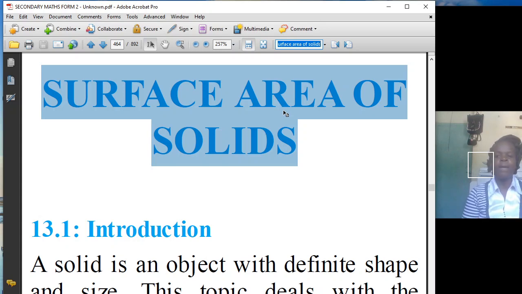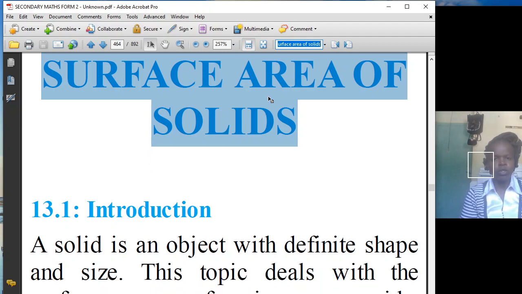We have a topic in Form 1, area of solids, another topic in Form 2, volume of solids. Then in Form 4, we have three-dimension geometry, of which you may find questions set from the three or the four topics, and they are joined together to give you 10 marks. So you need to go through the four topics if you need to get good marks.